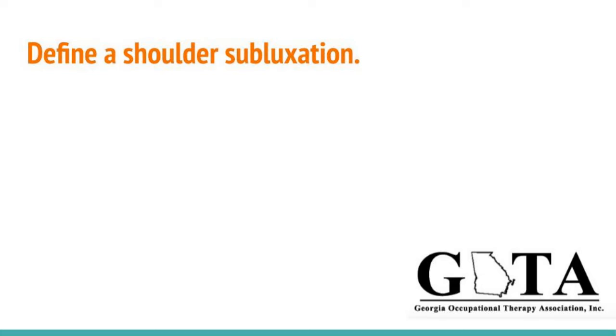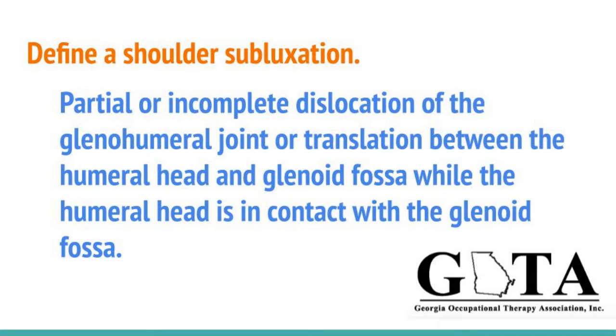Define a shoulder subluxation. A shoulder subluxation is partial or incomplete dislocation of the glenohumeral joint, or translation between the humeral head and the glenoid fossa, while the humeral head is in contact with the glenoid fossa.